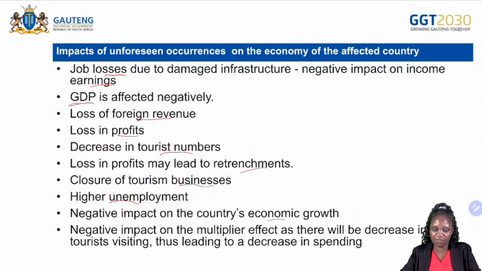Okay. And then negative impact on the multiplier effect: there will be a decrease in tourists visiting, which leads to a decrease in spending. Remember, when we are talking about the multiplier effect, when tourists come into the country, they will travel, they will need transport. And the transport industry is being taxed. And then they will spend on transport. The tourists will also spend on accommodation because they need accommodation. Then the hotels are also being taxed. And then they will also spend on food. Remember, the restaurants are also being taxed.